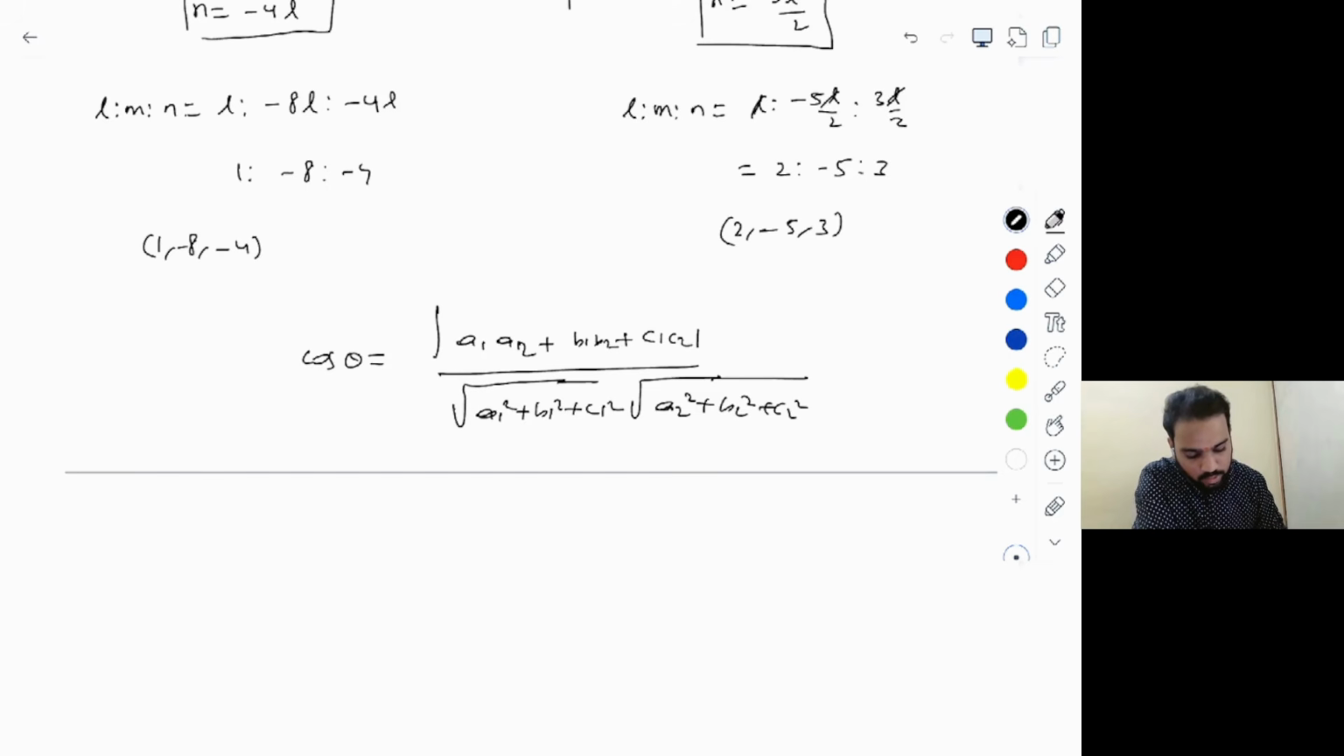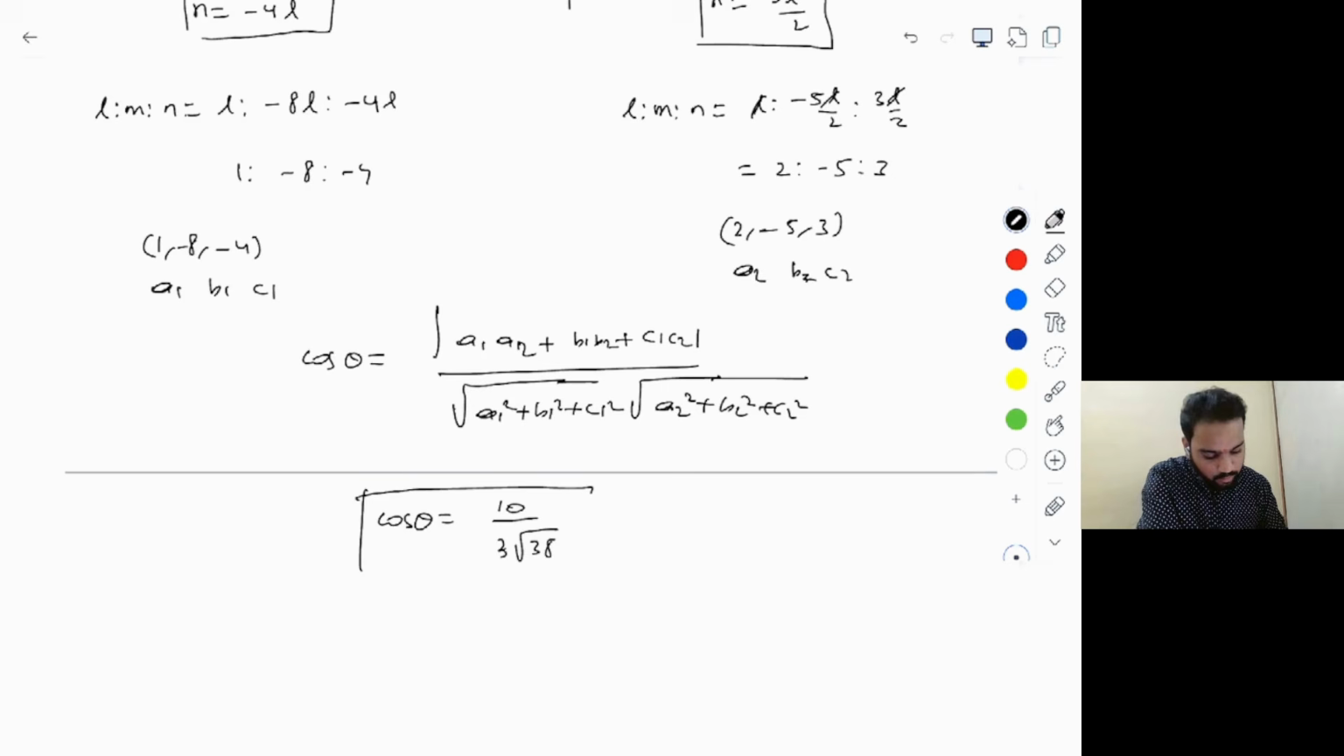Where a1, b1, c1 is the first set of DRs, and take this as a2, b2, c2. Now you have both sets of values, substitute them here, and from there you will get the value of cos theta. If you solve properly, you will get the value of cos theta as 10 divided by 3 into square root of 38.